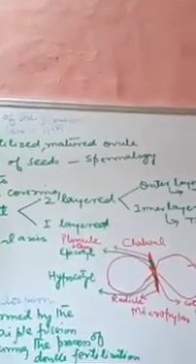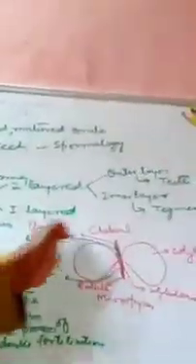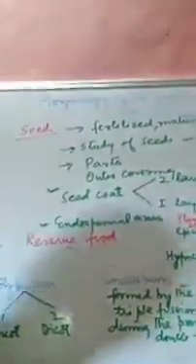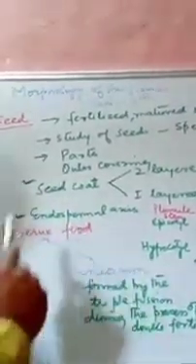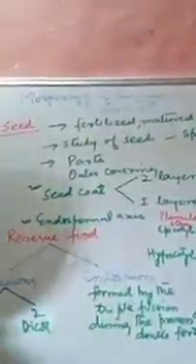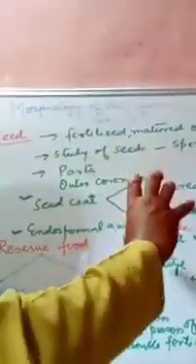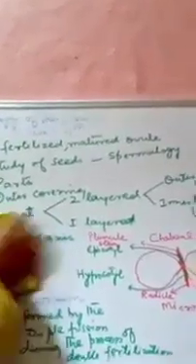Then we have the embryonal axis, which has its parts, and then we have the reserve food. The reserve food may be in the form of cotyledons, or in the form of endosperm, or in both cotyledons as well as endosperm. Now, in order to understand the structure of the seed, including the chalazal end and the radicle, let us draw the diagram of a typical ovule.